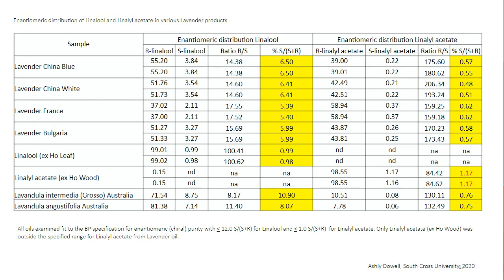You can see within China, the ratio of R to S is kind of consistent. But if you see the French type and Bulgarian types, the ratio of R to S varies a little bit. And if you look at the Exo leaf, the R to S is like L to D. And for linalool acetate, you can see Lavandula intermedia, this is a different species, so it has 8.17 and 11.40. So there is variation even though they are pure oils, and here I think it is because of the process of distillation.